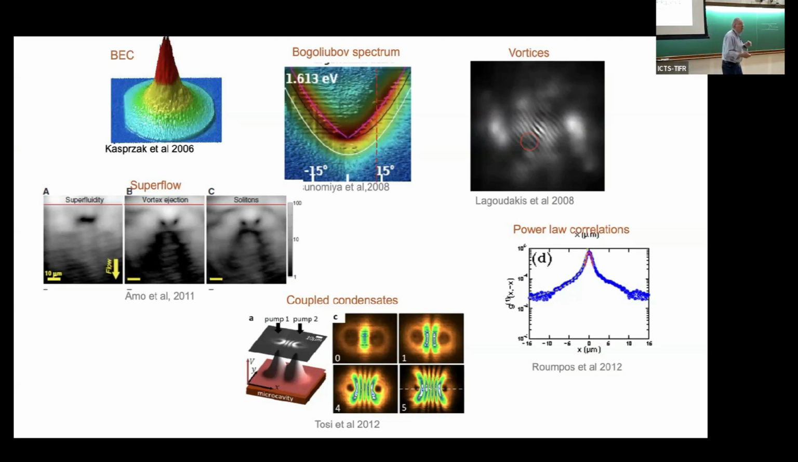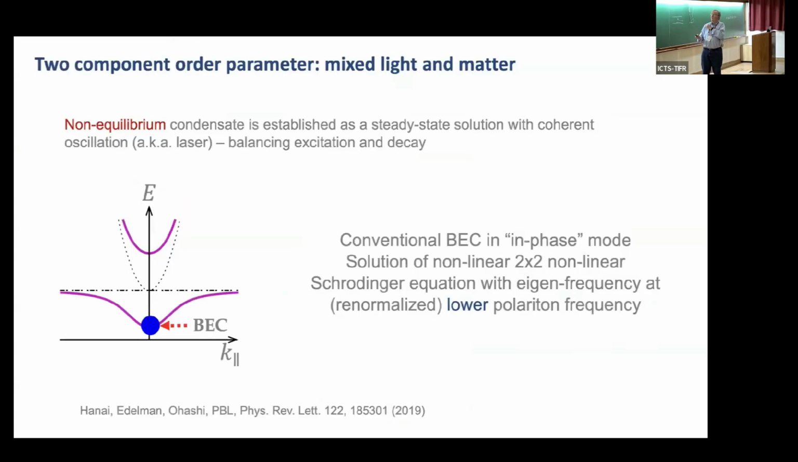I don't want to talk more about this because I want to talk about one very specific thing about which condensate do you have. So this is a two-component condensate. I have mixed light and matter. And I'm pretending that they're locked together in one or the other in the BEC, which is like this. So there's a nice minimum sitting here.